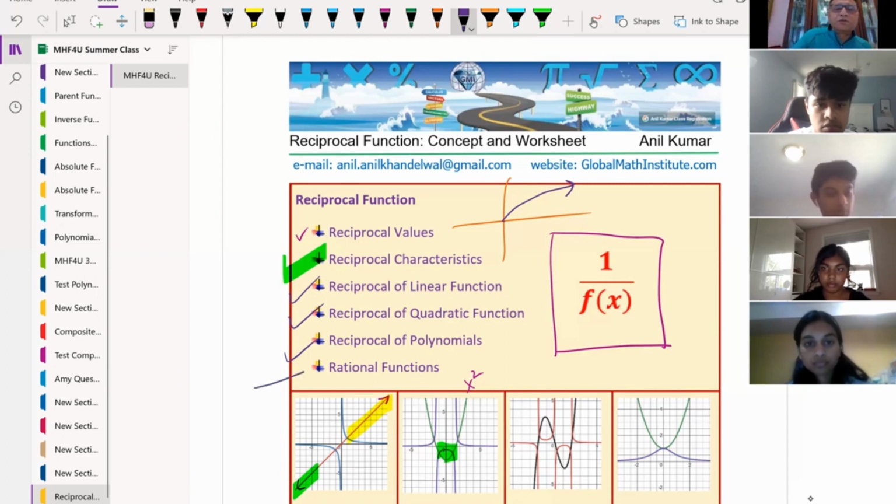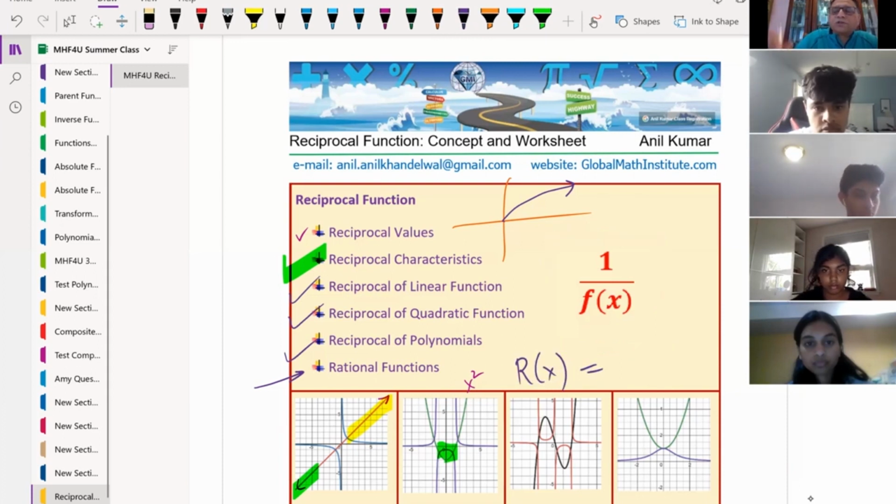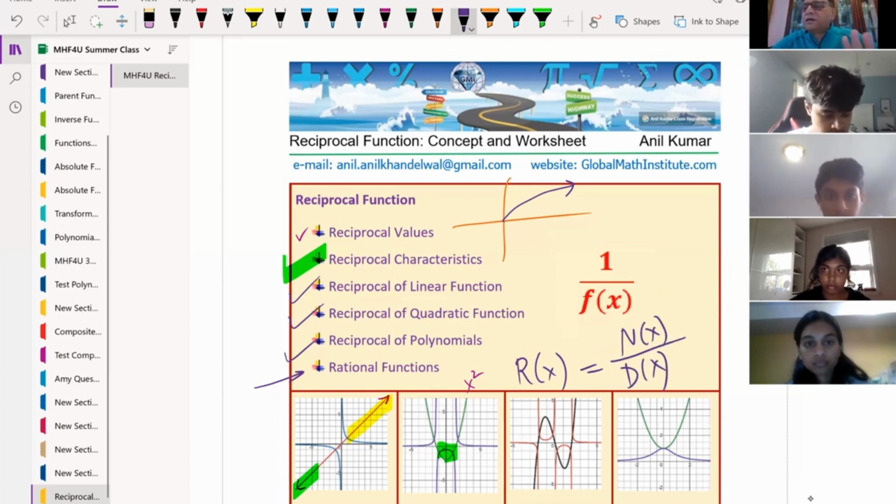Along with introduction to rational functions, correct? Now let me today tell you what is a rational function. Rational function, let's say r of x, is a rational function which has a polynomial in the numerator. It is a quotient of polynomials. So we have a numerator, we have a polynomial, and in the denominator also we have a polynomial. That makes it a rational function.